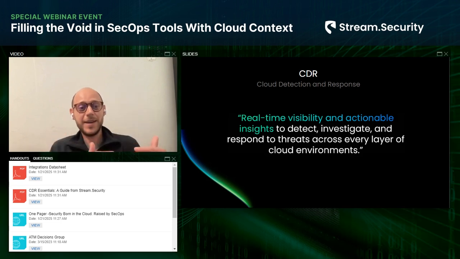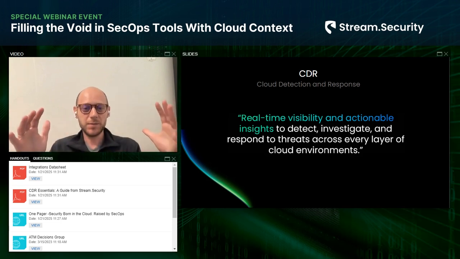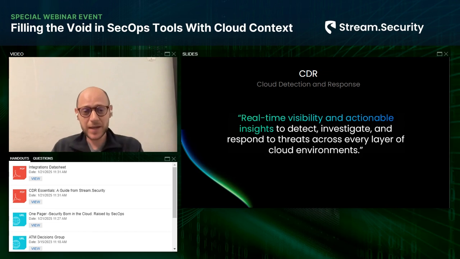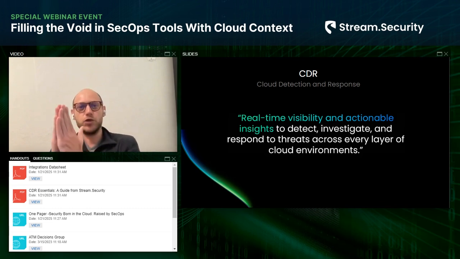Now, the concept of CDR was built specifically to tackle those problems. Vendors talk about CDR in different ways. We at Stream believe that CDR should enable your team to have real-time visibility and actionable insights to detect, investigate, and respond to threats across every layer in your cloud environment.